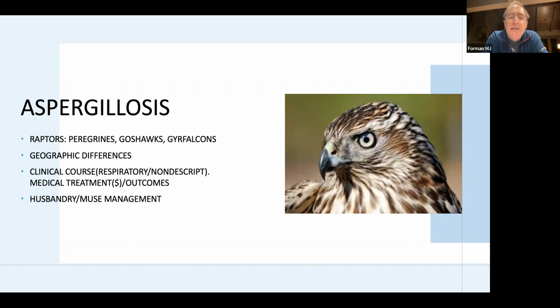So there are geographic differences. Where it's warm and moist, we tend to see more Aspergillosis. It is drier and colder here, so we don't see as much Aspergillosis. But if you go down, for instance, in the southeastern states, where it's very moist and warm, like down in Florida, they see a lot of Aspergillosis, especially in these species. So geographic differences play a big role.